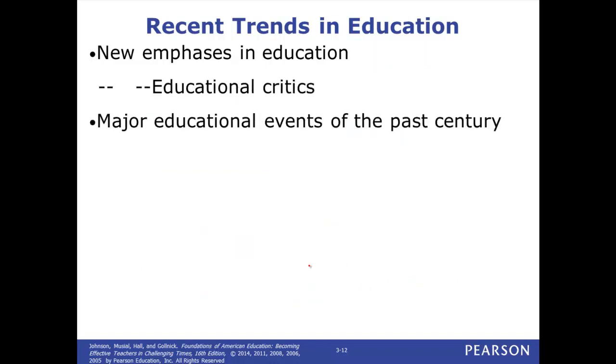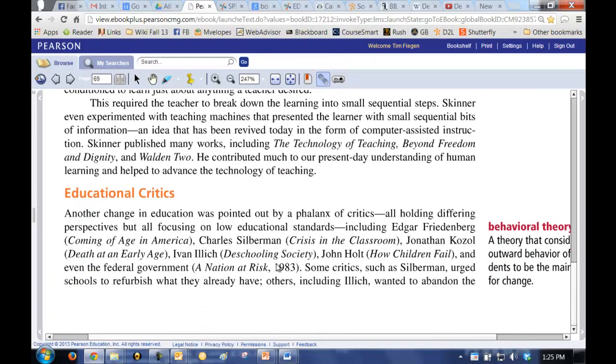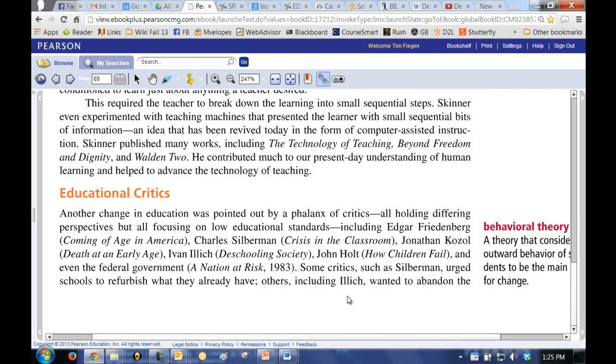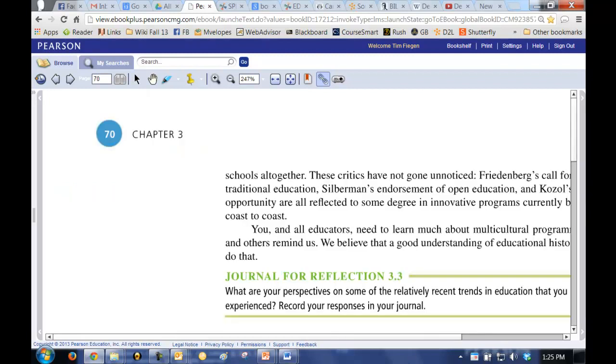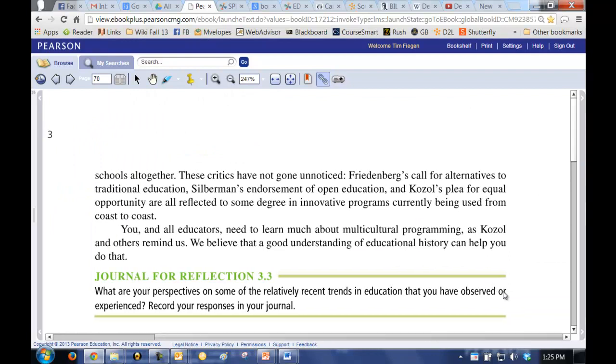All right. Then we come back and say, what are the critics saying? Very interesting here. They acknowledge this. Another challenge in education was pointed out by a phalanx of critics, all holding differing perspectives. And it lists those here and what their publication was. Coming of Age in America, Crisis in the Classroom, Death at an Early Age, Deschooling Society, Why Johnny Can't Read, A Nation at Risk. All these critics of the educational movements, and there have been tons of them.